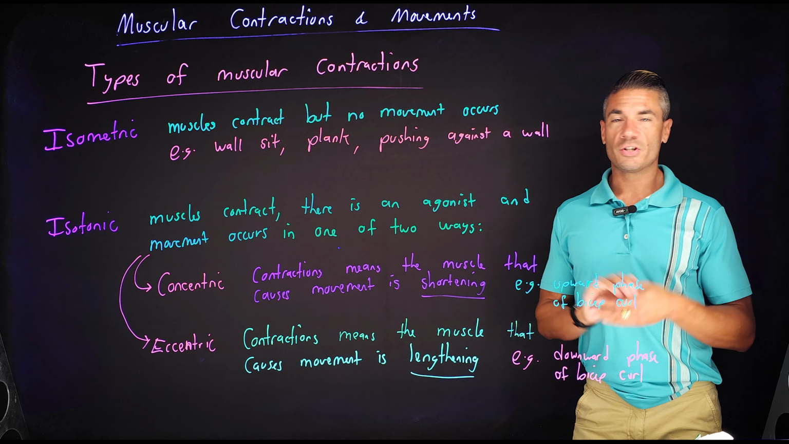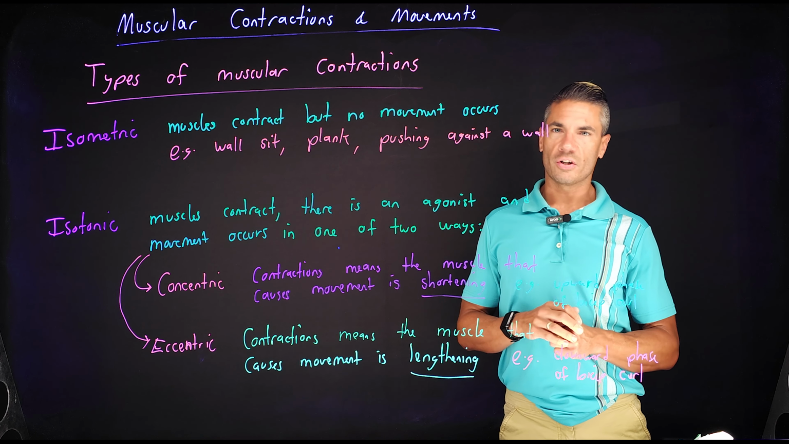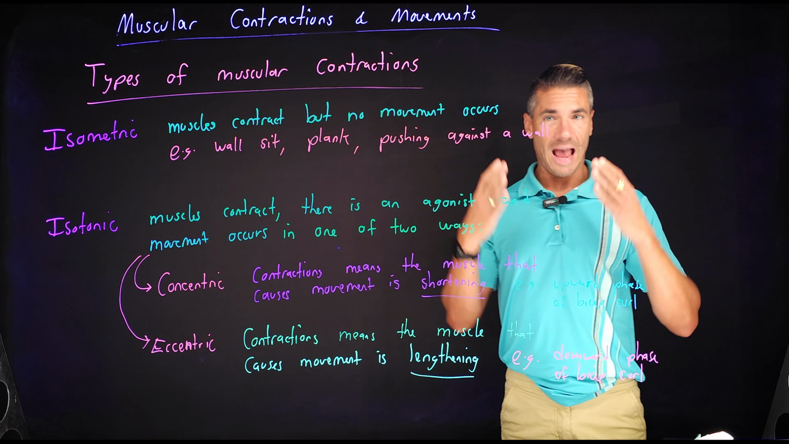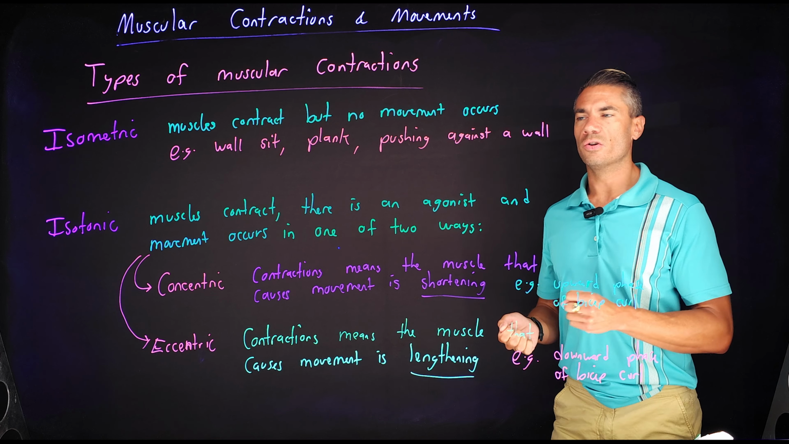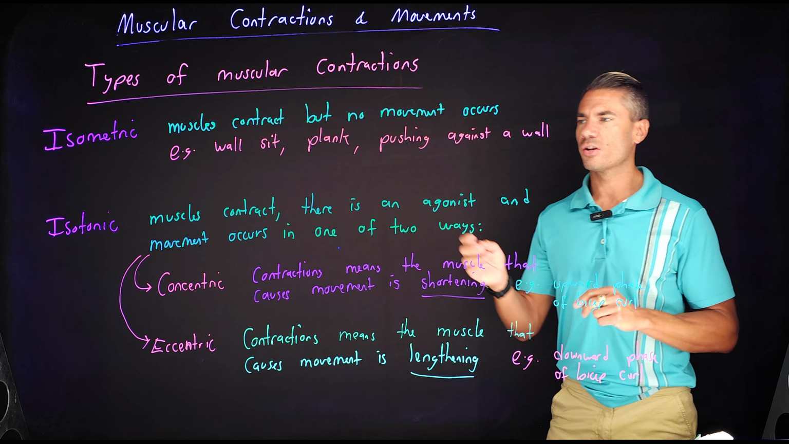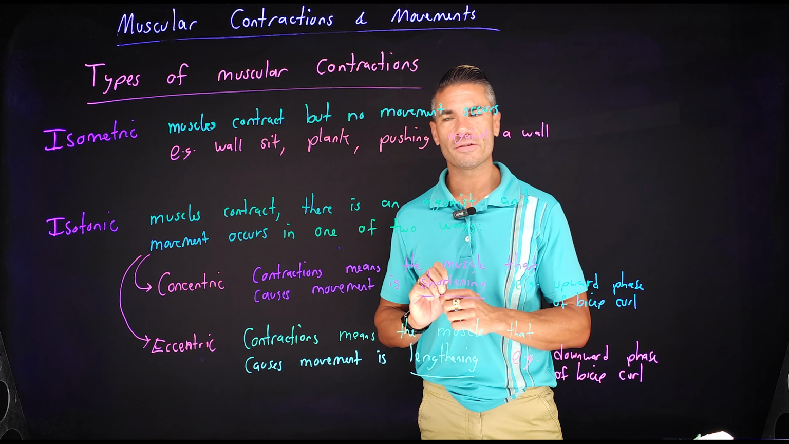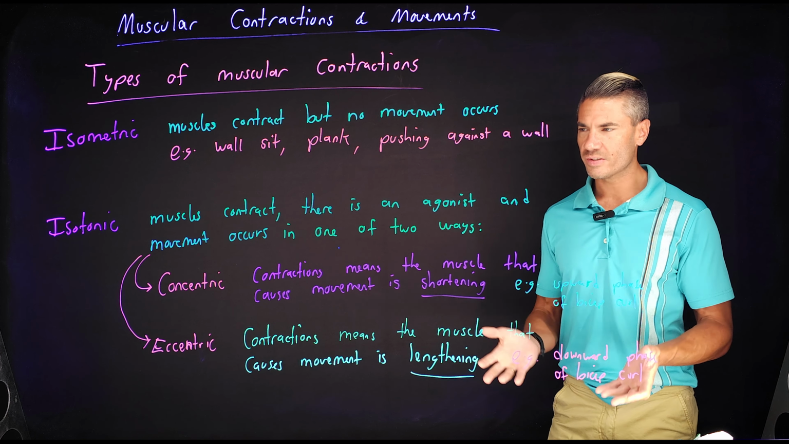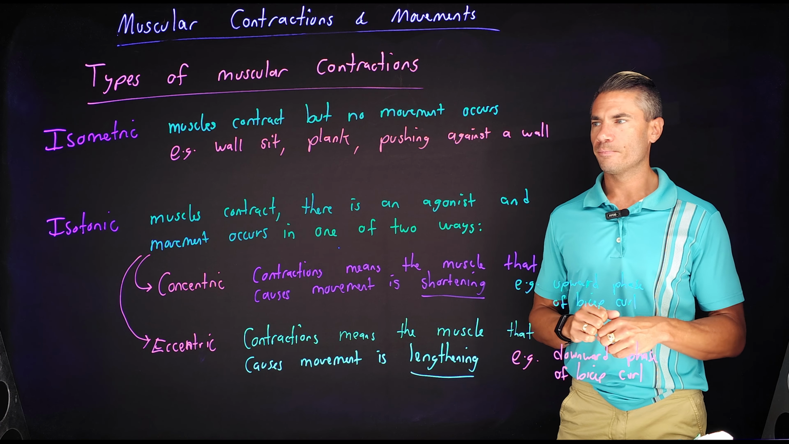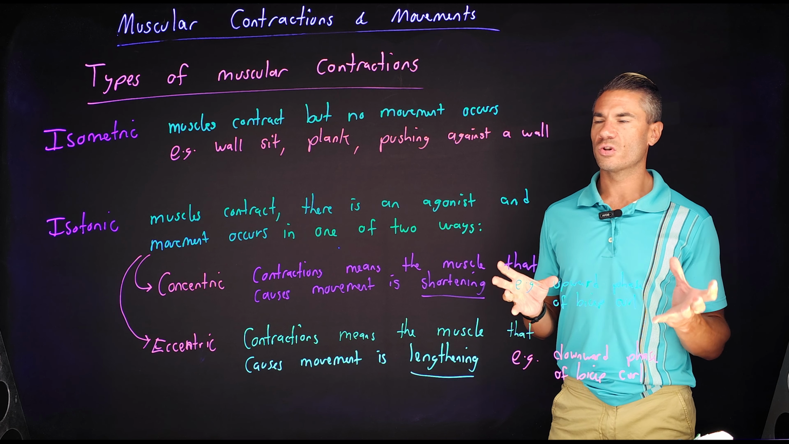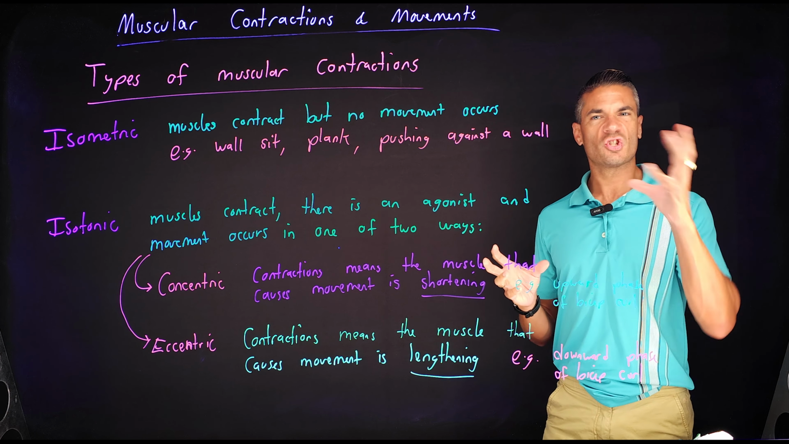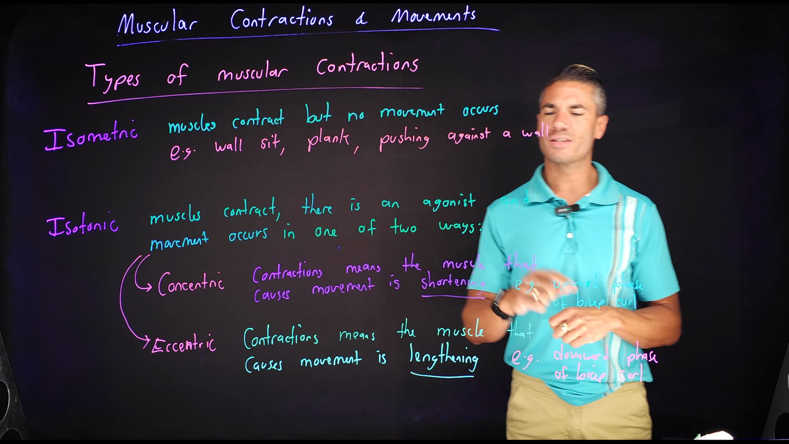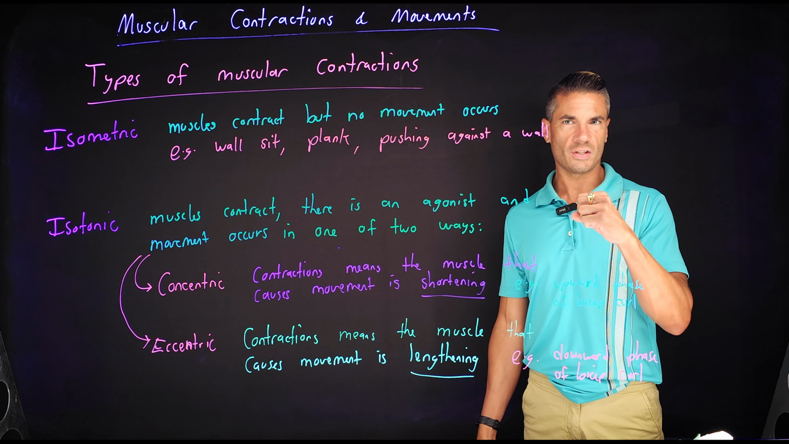The other one, which is the main one we're talking about, is our isotonic contractions, okay? In isotonic muscle contractions, there is a clear agonist in that movement, and movement occurs in one of two ways, all right? We can have concentric contractions, or we can have eccentric contractions, okay? Concentric, eccentric, all right? I like to remember concentric as making a circle, like closing, okay? So a concentric contraction means that the muscle that causes the movement is shortening, okay?